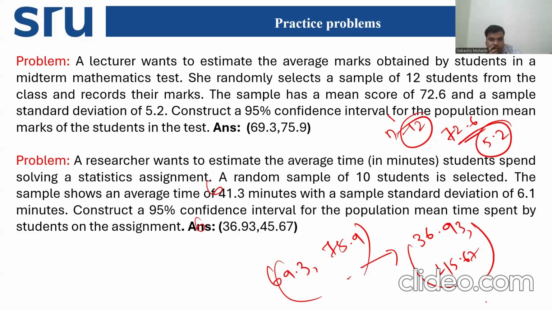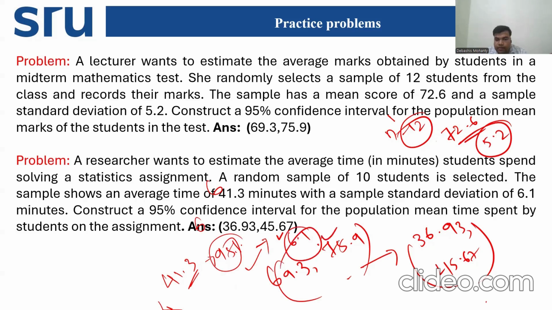The second question is like that. A researcher wants to estimate the average time students spend solving a statistical assignment, and a random sample is taken. Here the average time given is 41.3, the confidence level is 95%, and the sample standard deviation is 6.1. So accordingly we have to calculate, and accordingly we can find these values.